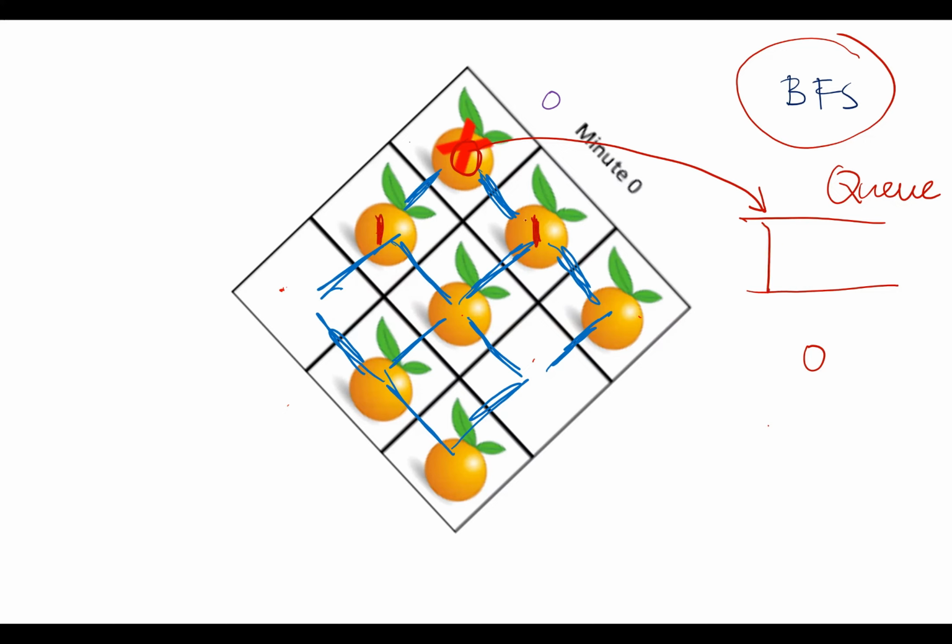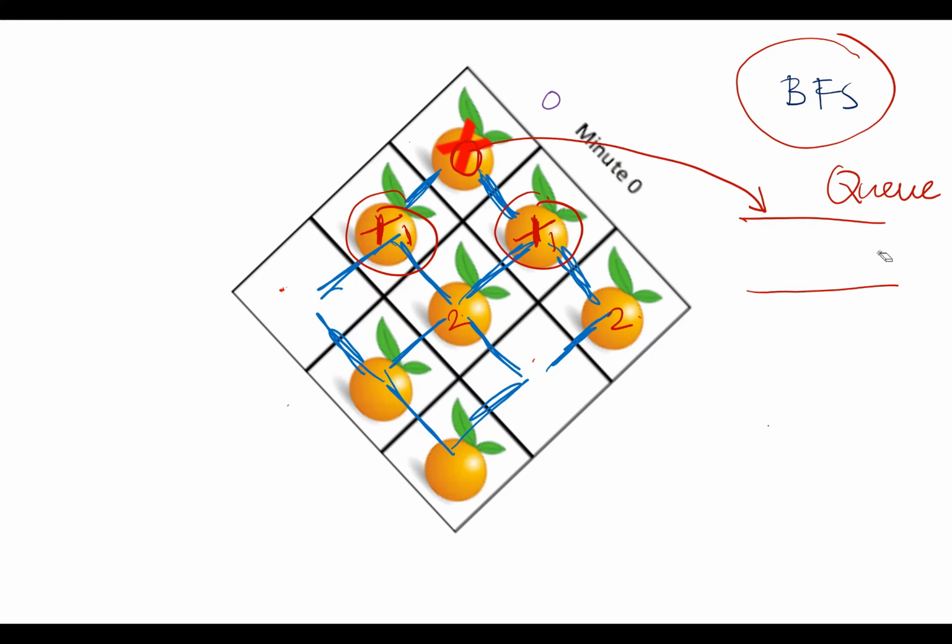So that means they have gone rotten. And then at time 1, these two will be in the queue, right? So this one and this one are going to be in the queue. And then at time 2, we will take these two out and put its neighbors. So what are the neighbors of these two which got rotten at time 1? This one and this one, right? So these two are going to be put in the queue.